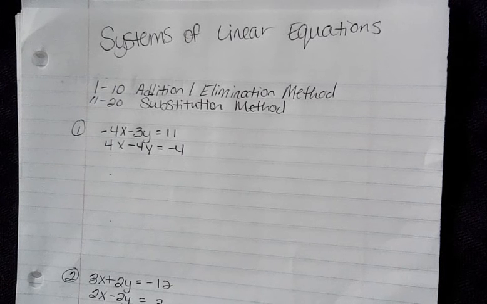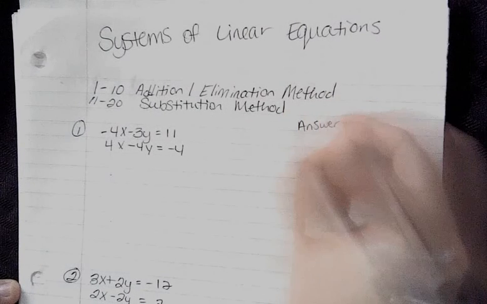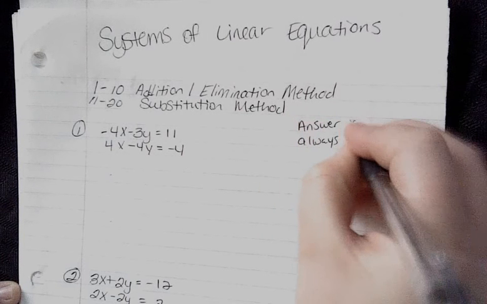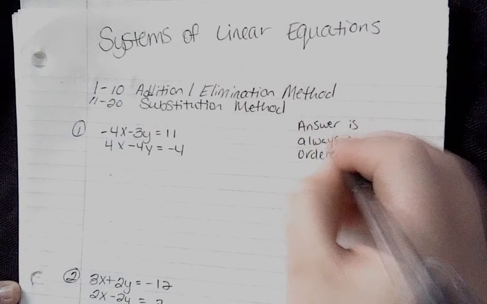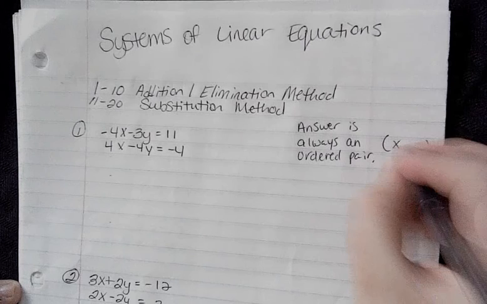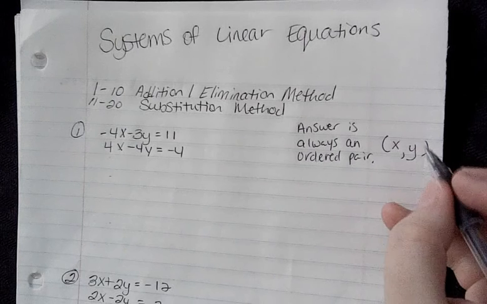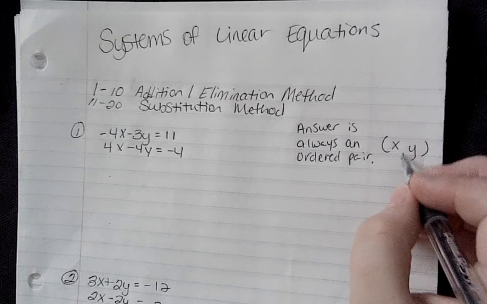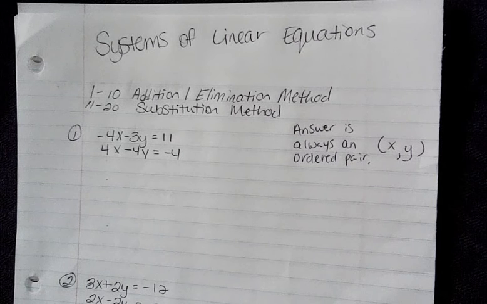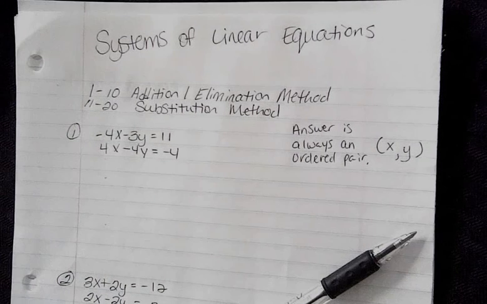Okay, so in systems of linear equations, your answer is always an ordered pair. And if you remember, an ordered pair is when you have your x value, your y value, and the comma in between. So an ordered pair has parentheses around it, your x value, your y value, and a comma in between them. When we're solving systems of linear equations, we are trying to find an x and a y value that works for both equations.